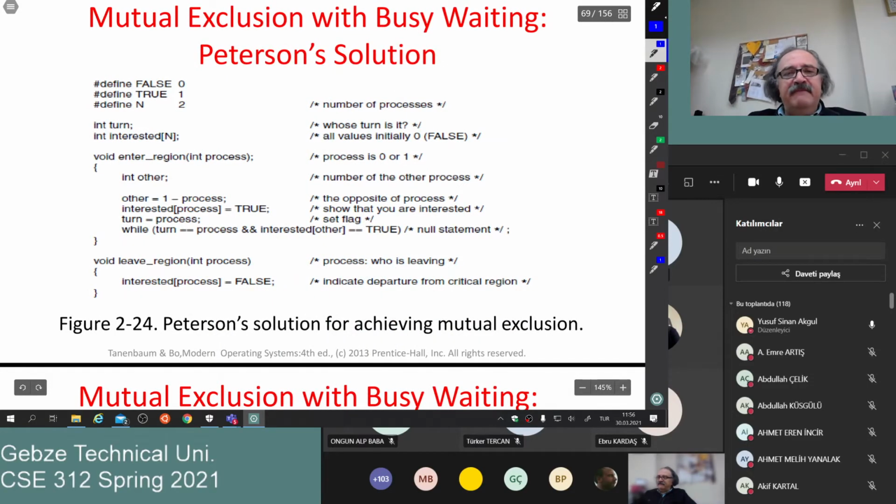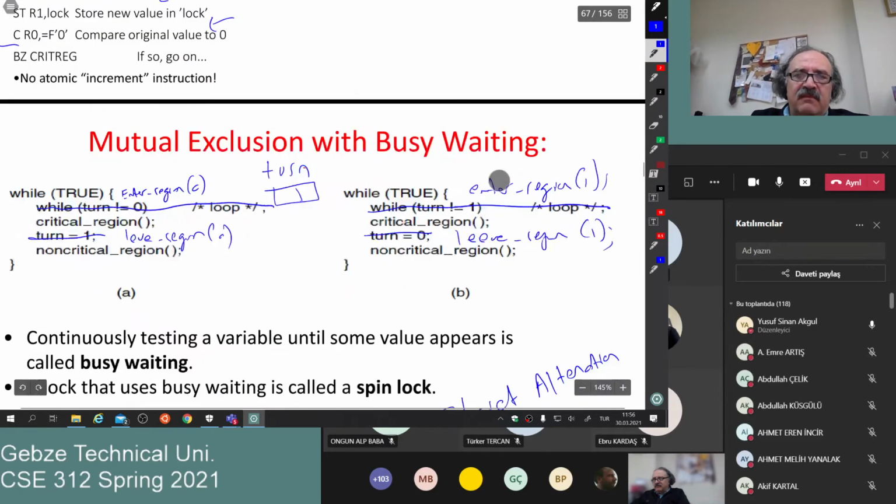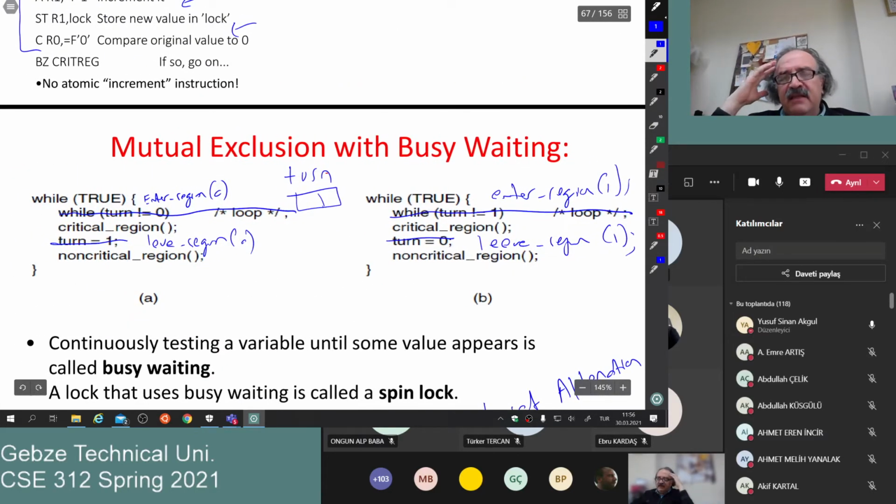So let's look at the enter. So question, if this is the case, tell me where process A can be blocked. Tell me where process B is blocked. How many places, how many positions can A and B be blocked? At what line of the code is process A blocked?